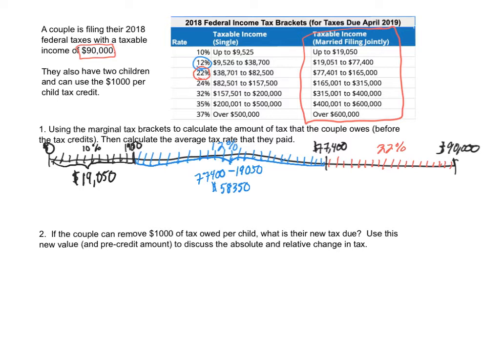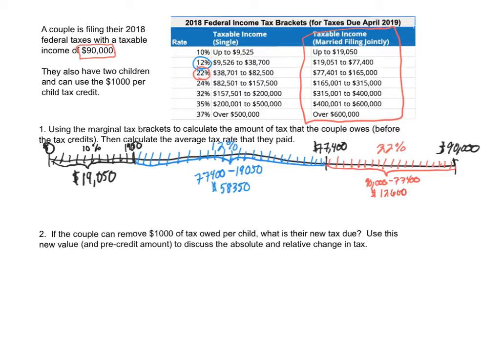Finally, we have the last bracket, for every dollar earned between $77,400 and their maximum taxable income of $90,000. Let's find that difference. How many dollars are in there? We should get $12,600. So $12,600 of their income is going to be charged at a rate of 22%.